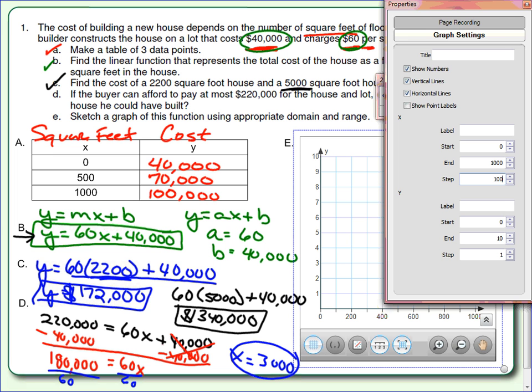We'll stick with that. What about the Y values? Where are we going to start with the Y values? What's that? 40,000, all right. Remember, we're looking at the Y's over here, so we're going to start with 40,000.